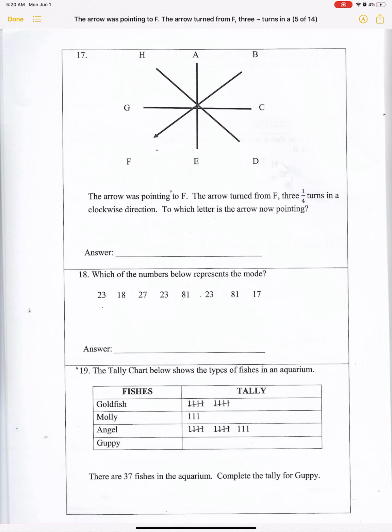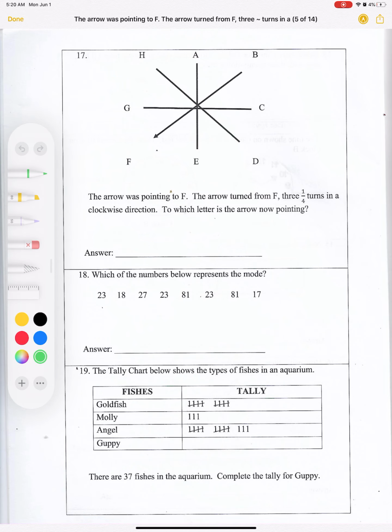Number 17. The arrow was pointing to F. Where's F? F is right here. The arrow turned from F 3 quarter turns in a clockwise direction. Clockwise is this way. This is the way the clock goes. Anti-clockwise is the other way. Alright? So, anti and clockwise. So we're going this way.